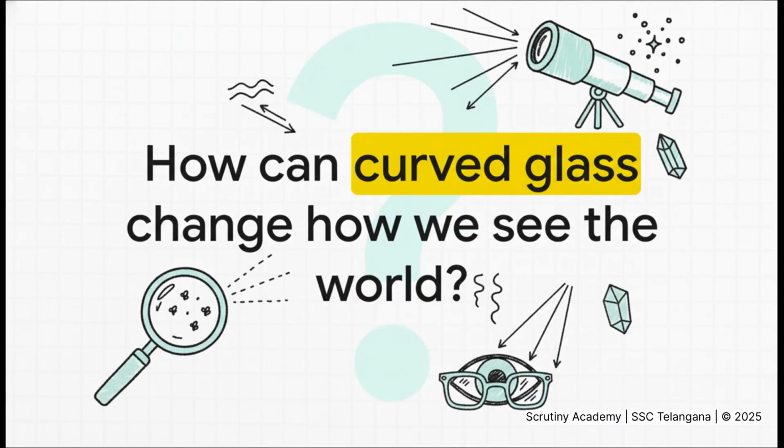How could something so simple, a piece of transparent, curved material, have the power to magnify tiny worlds, correct our vision, or even capture a star trillions of miles away? It feels like it should be magic, right? But nope, it's pure, elegant science.